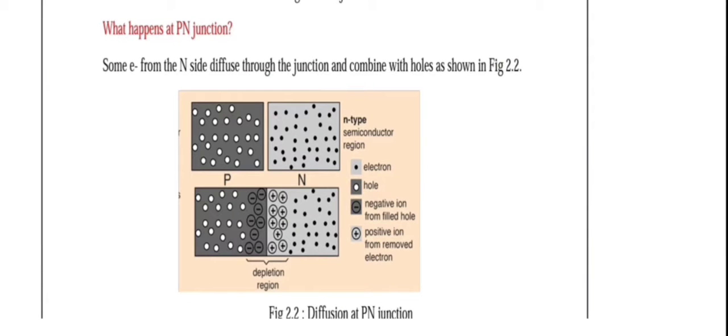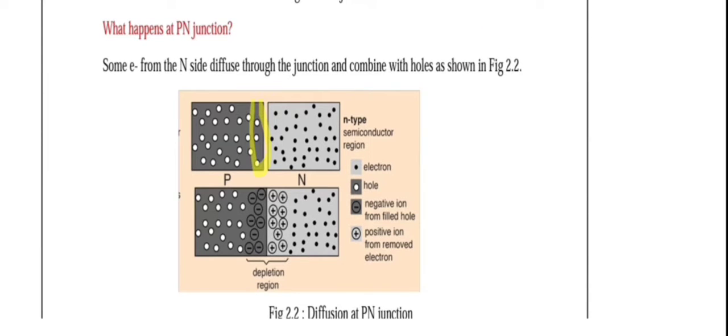What happens in a PN junction? When a p-type material and an n-type material are joined together, we know in the p-type material the majority carriers are holes and in the n-type material the majority carriers are electrons. When they are joined together, some electrons from the n side diffuse through the junction and combine with holes. You can see here the electrons, shown by the solid circles, diffuse through the junction and combine with holes.